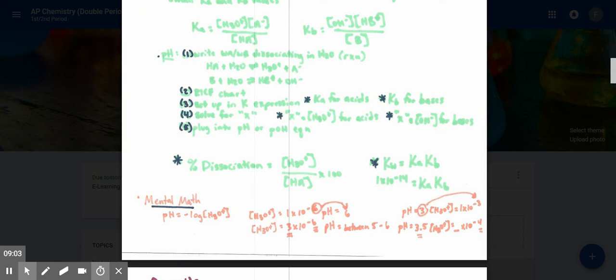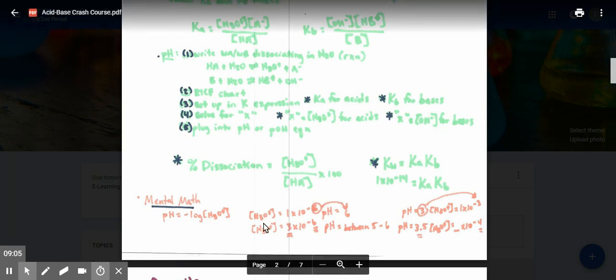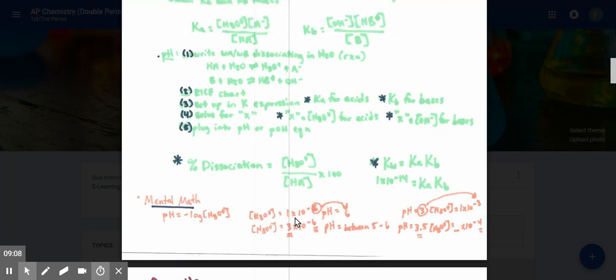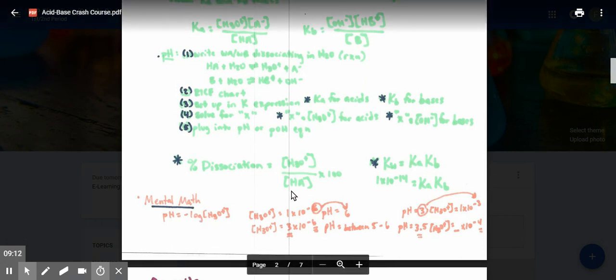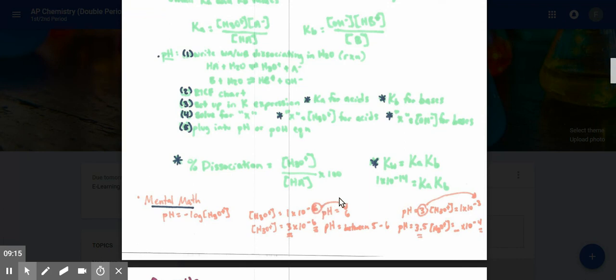Next up, we have mental math. So if I have an H3O plus concentration, and that value is 1 times 10 to the negative 6, pH is log based, so that means it's base 10. So I take this exponent, and that's equal to my pH. But that's only if there's a 1 in front of this here. You see how for the second example, you have a 3. So as that number gets greater than 1, what's happening is your pH is approaching the lower number. So instead of your pH being 6, it's now approaching 5.